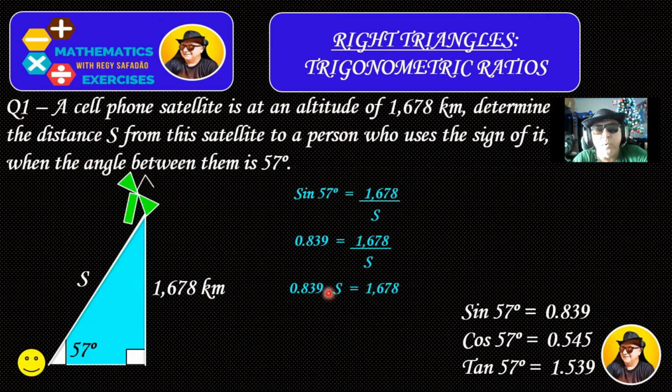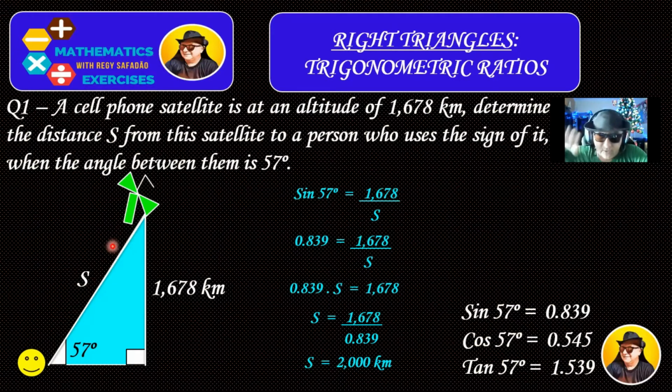And now 0.839, that is multiplying, is going to be moved to the right side of the equation, dividing. So our equation becomes like this. S is 1678 divided by 0.839. So dividing it, we have that S is 2,000 kilometers. So the distance between the satellite up there in the sky and the mobile user here is 2,000 kilometers.